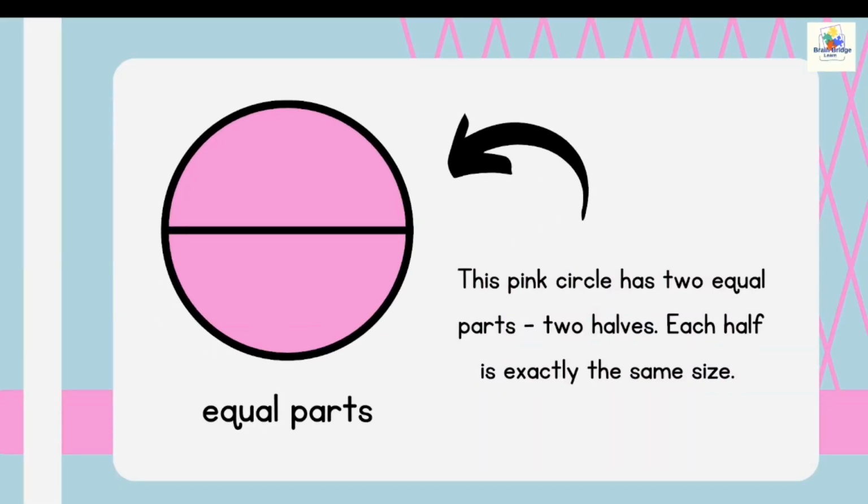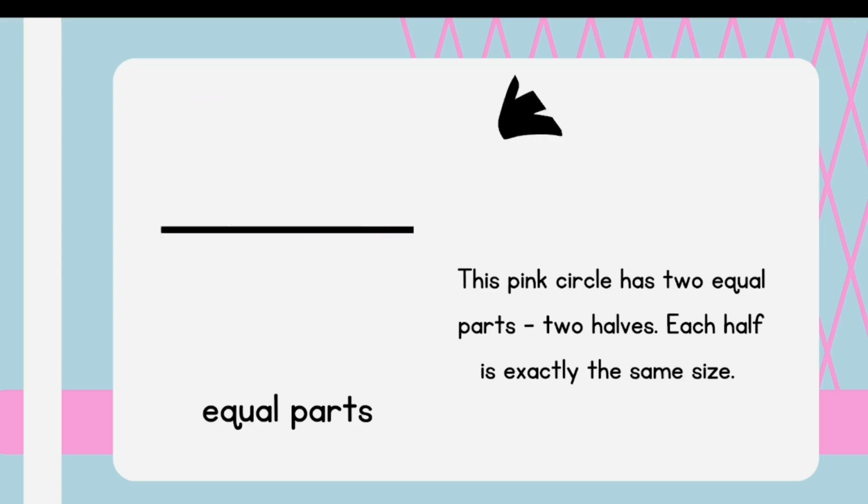So, equal parts. This pizza, this circle, is divided into two parts. These two parts are called two halves. Each half is exactly the same size. Even if you measure it, they both will be of the same size.